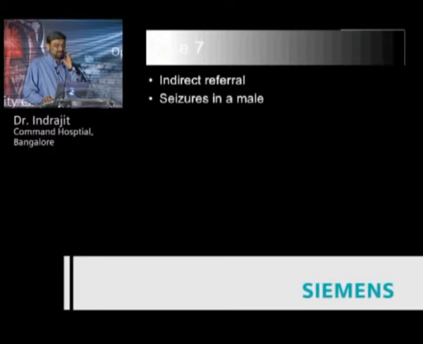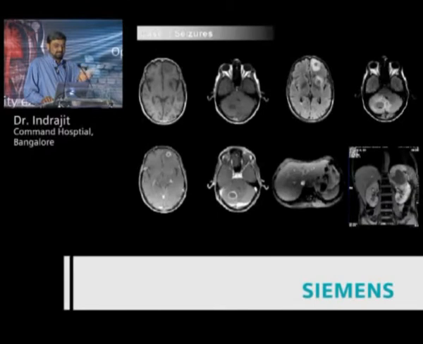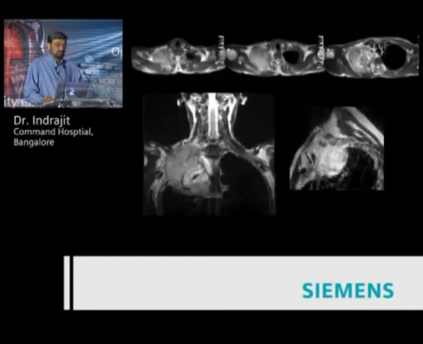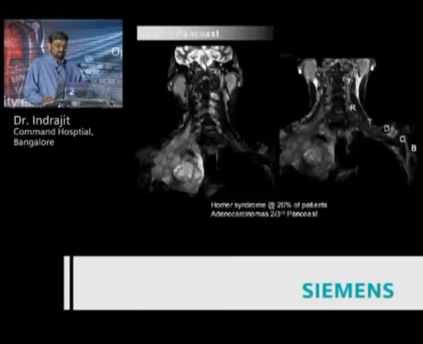Sometimes brachial plexus comes as an indirect referral. A seizure in a male. These are the various findings: cystic metastasis, multiple lesions, including adrenal metastasis. And then while evaluating the chest, we get into the superior sulcus, and here's a typical case of Pancoast. And as we've seen earlier in the presentation, Pancoast is closely related to the trunks, and therefore we would assume that the lower trunks are infiltrated by this lesion.